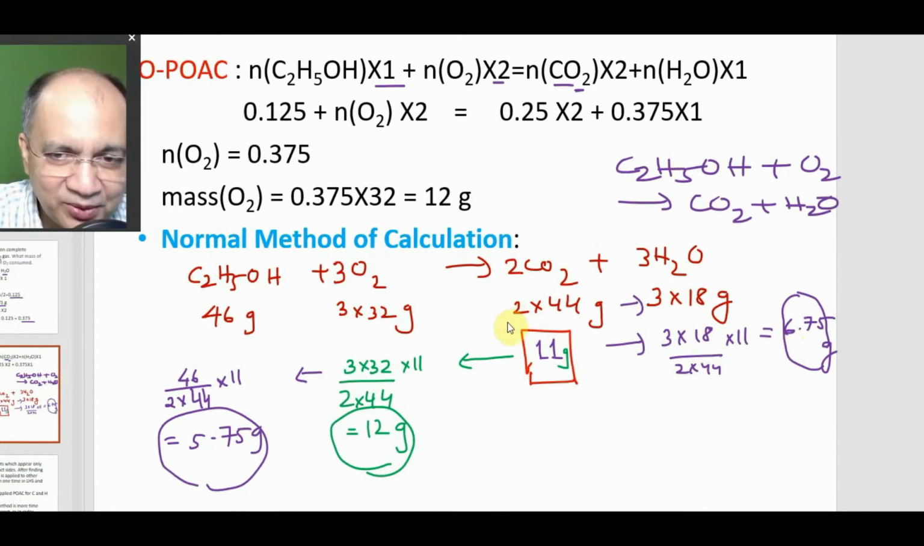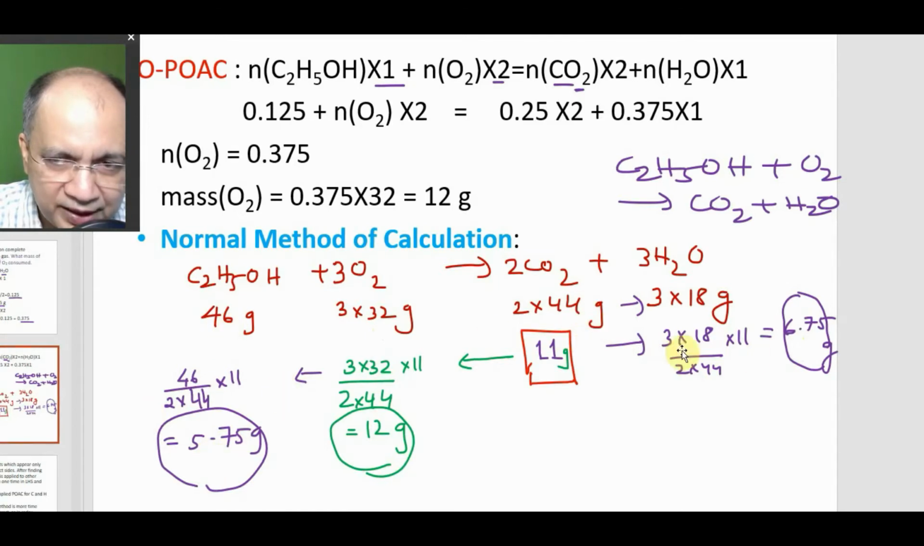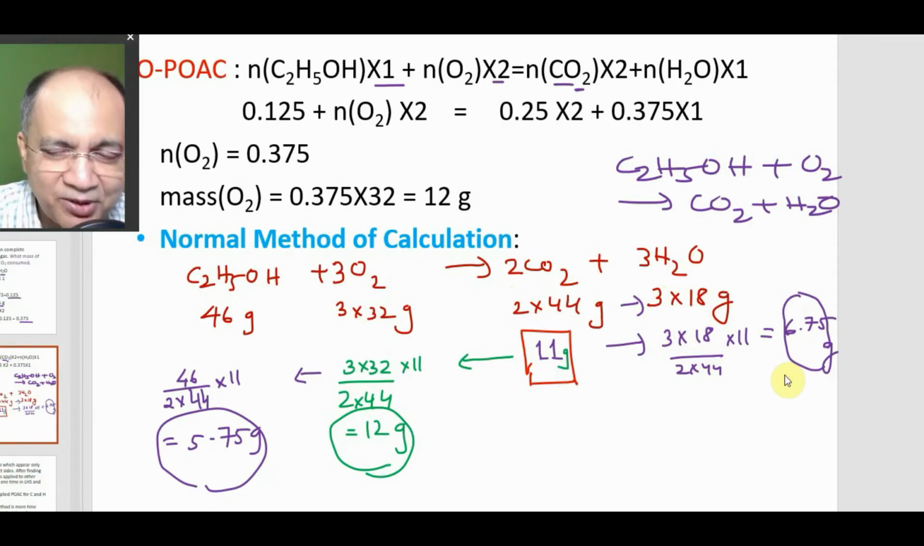Right? So if this is produced by this much, then 11 gram of carbon dioxide will be produced by 46 divided by this into 11. And if this amount of carbon dioxide is produced when 3 into 18 grams of water is also produced, then 11 gram of CO2 will be produced when 3 into 18 divided by this into 11 gram, that is 6.75 gram of water is produced.